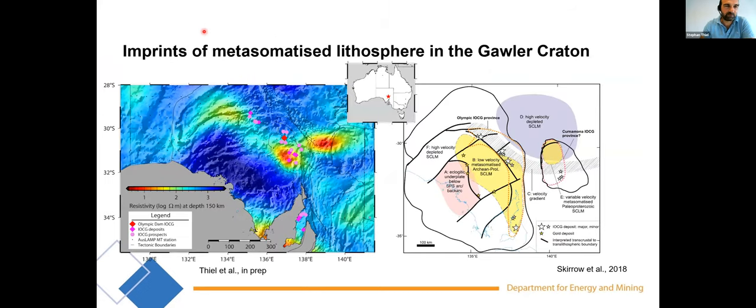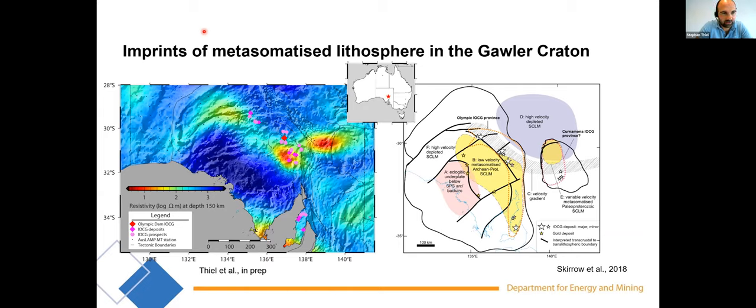So the story here is that Olympic Dam is an iron oxide copper gold deposit. The genesis of this type of deposit was not really well understood even a few years back, but we're starting to see a picture emerge that these really require a whole-of-lithosphere approach to understanding their genesis.